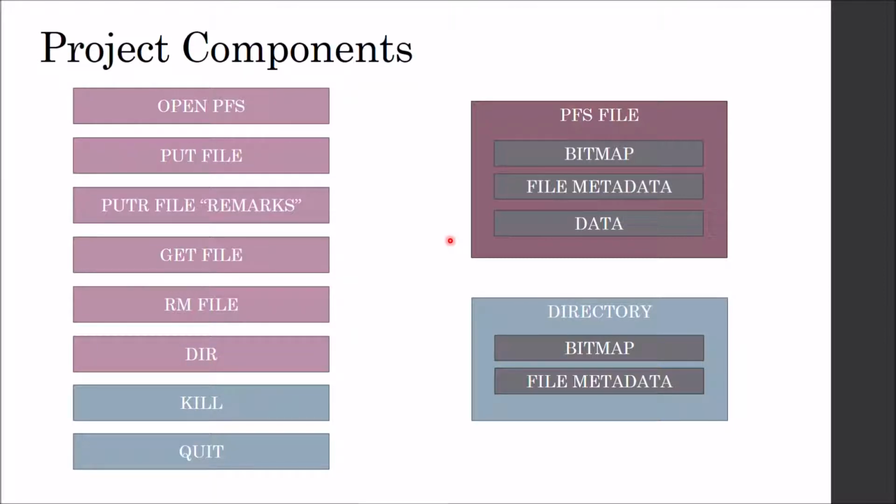The directory is very simple, so it actually simply just goes into the directory and displays the information from the array of FCBs. The kill command simply deletes the PFS file we specified, and the quit allows the user to safely exit the program. So now that we got the logic down, let's actually take a look at how the program works.